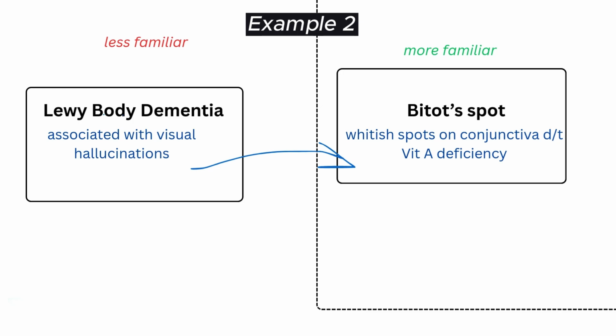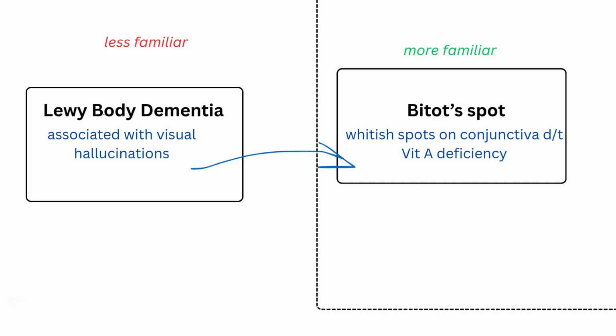Same thing with Lewy body dementia. I always remember the motor symptoms, no problem. But the part I kept forgetting? The visual hallucinations. So I asked myself, what absolutely screams visual to me? And boom, Bitot spots from vitamin A deficiency. So I added Lewy body dementia to the same basket. And I made a note to highlight that it's the visual part I'm trying to remember.